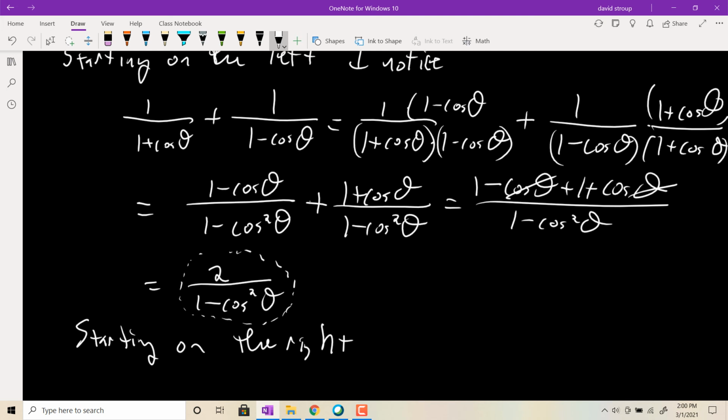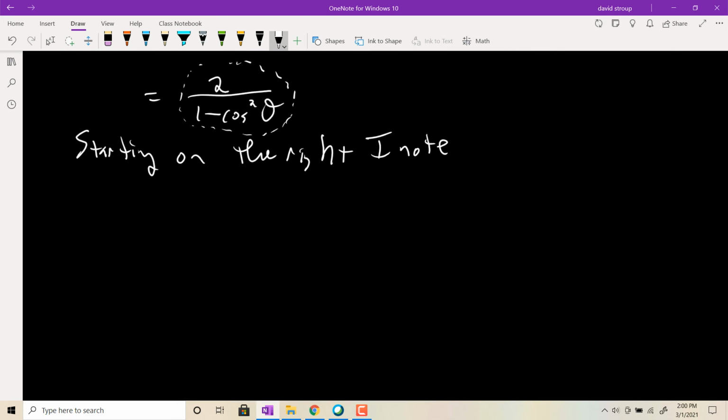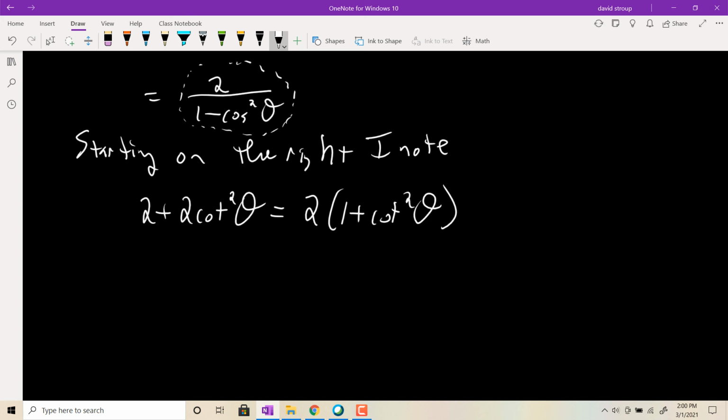Starting on the right, I note: what is the right-hand side? 2 plus 2 cotan squared theta. I could factor out a 2, and I have 1 plus cotan squared theta. Then 1 plus cotan squared looks like one of the Pythagorean identities from way back when.